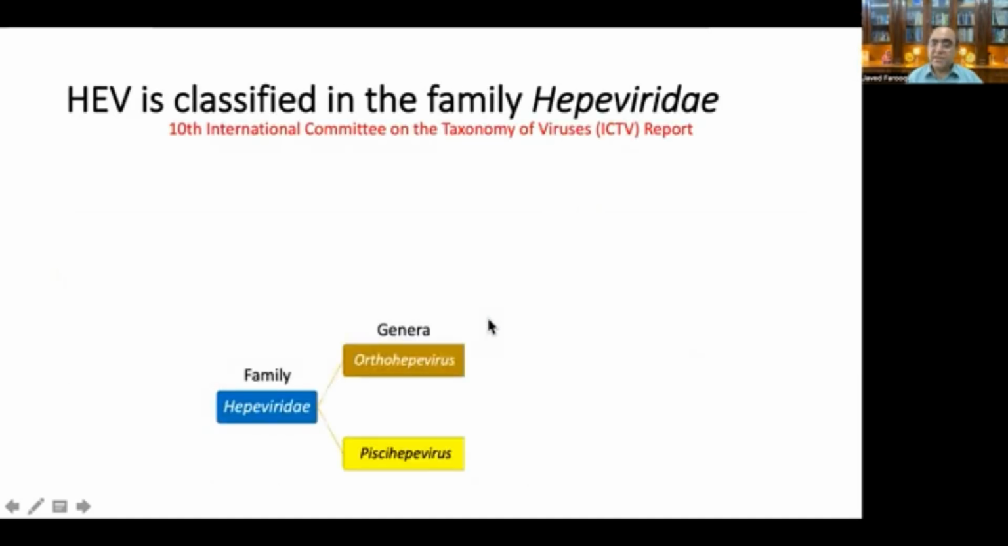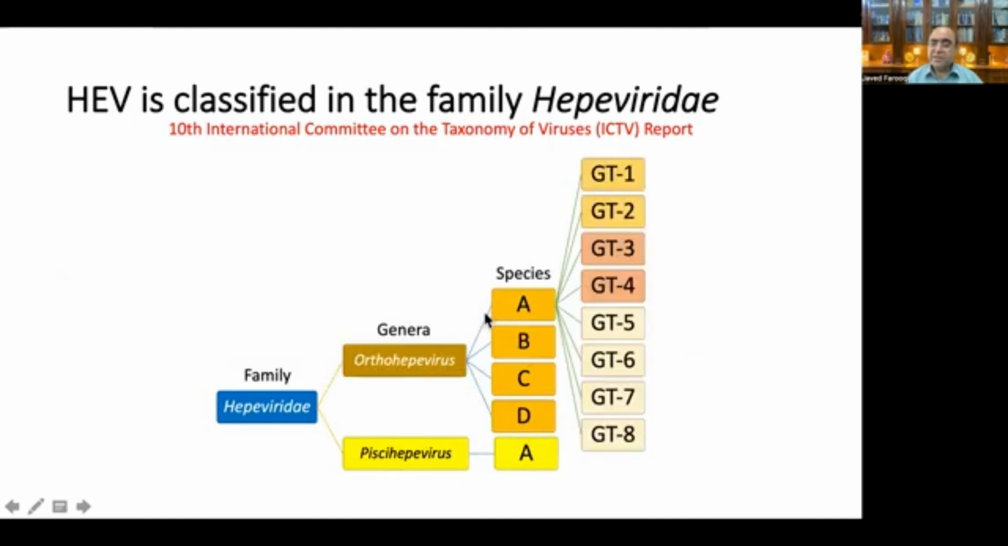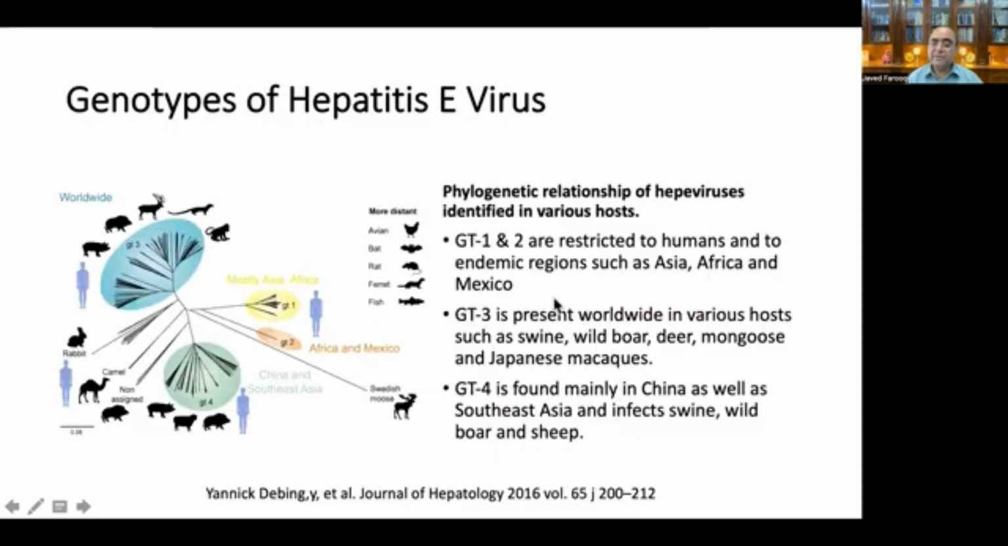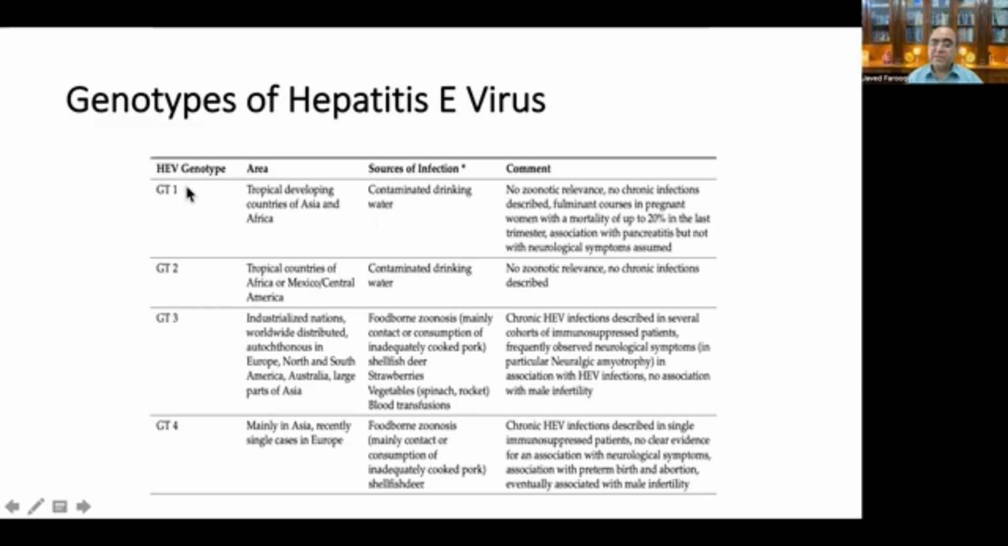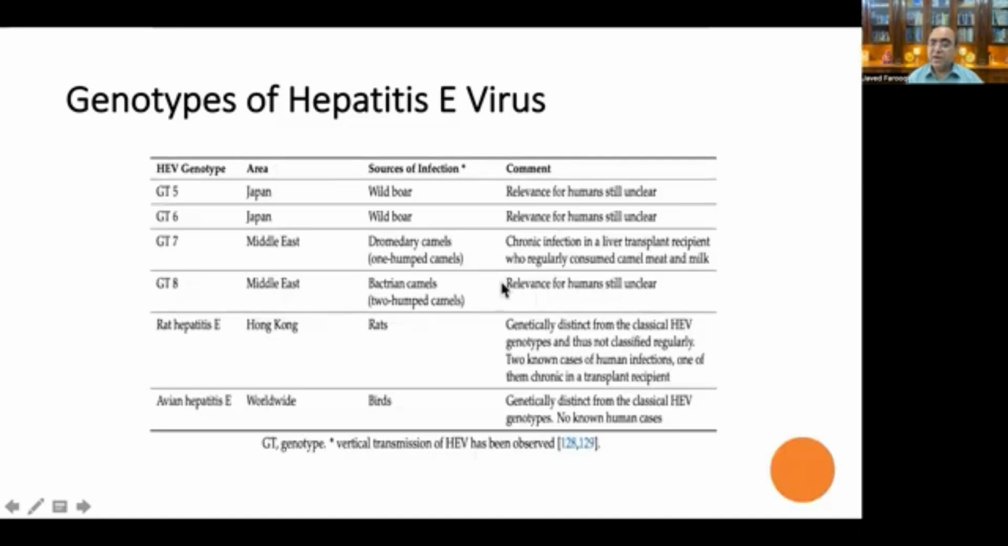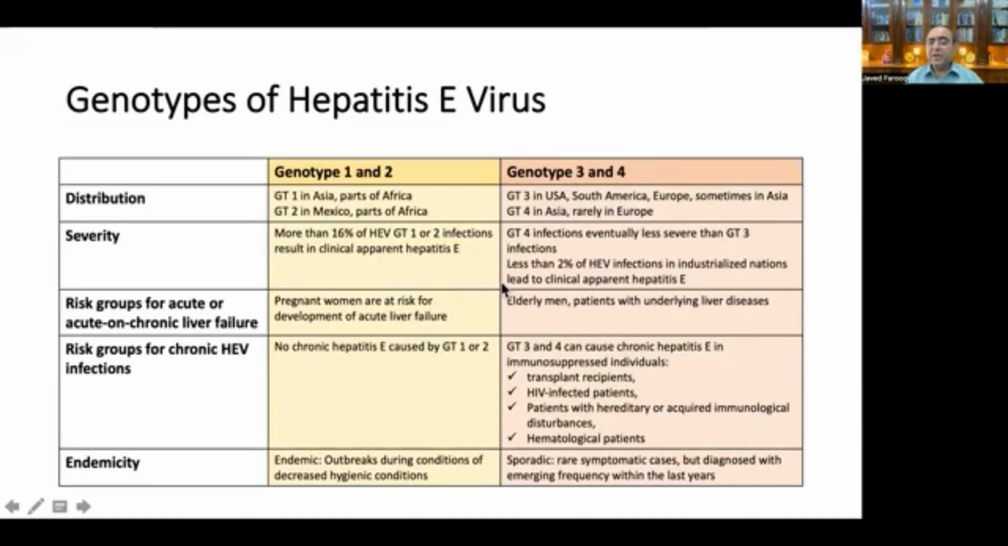And then we discussed that the hepatitis E virus belongs to the Hepeviridae family. There are two genera, Orthohepevirus, which has 4 species, and it belongs to species A, and it has 8 genotypes. And then we briefly discussed and compared genotypes 1, 2, 3, 4, 7, 8 according to the area, the source of infections and how they cause disease. Today we will discuss in some detail genotypes 1 and 2 and 3 and 4.